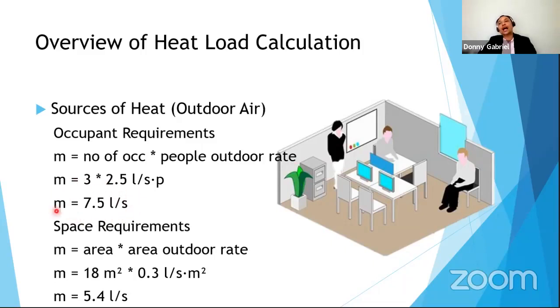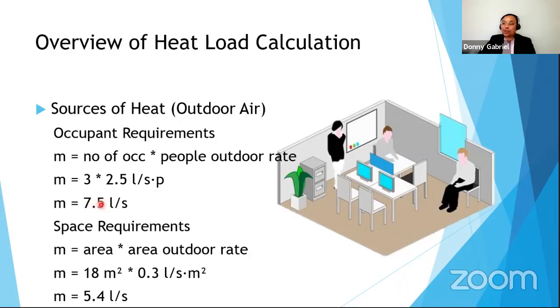We would consider the higher number. If you're already using this, which means you already comply to this. So we use the higher number. Which one is higher, the space requirements or the occupant requirements? By using the higher number, we are able to satisfy both requirements. So ayan, nakuha na natin na kailangan natin ng 7.5 liters per second of outdoor air.